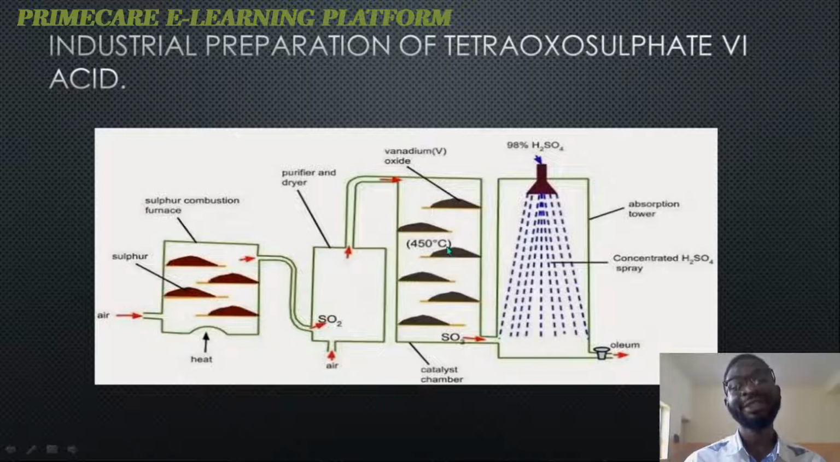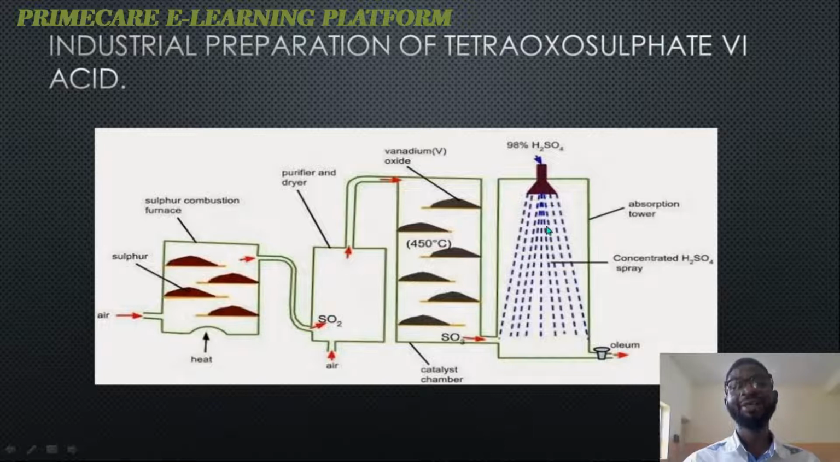In this catalyst chamber, the sulfur 4 oxide is heated to a temperature of about 450 degrees Celsius in the presence of the catalyst vanadium pentaoxide. Then sulfur trioxide is liberated when that reaction takes place. Sulfur trioxide is then collected to the contact tower or absorption tower.